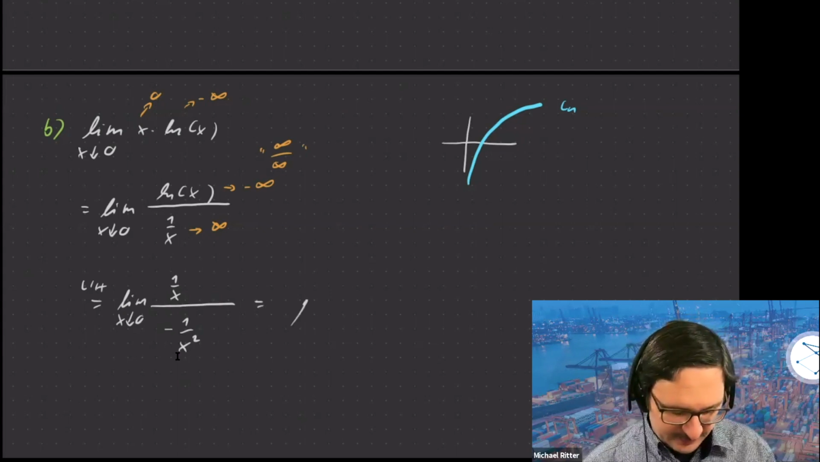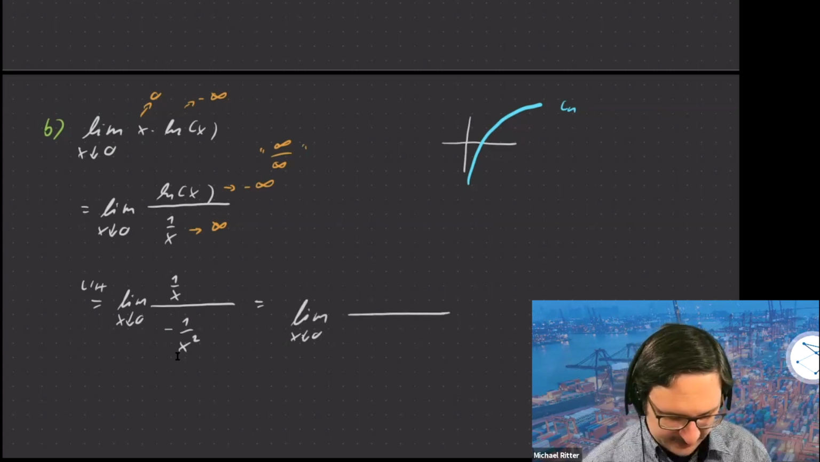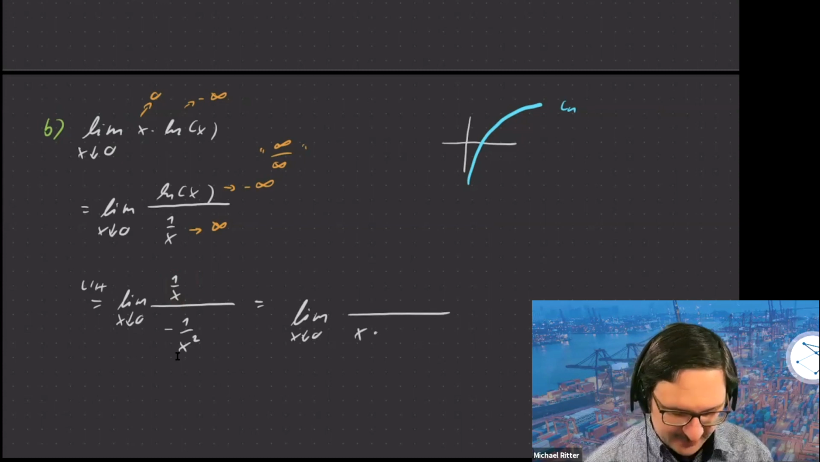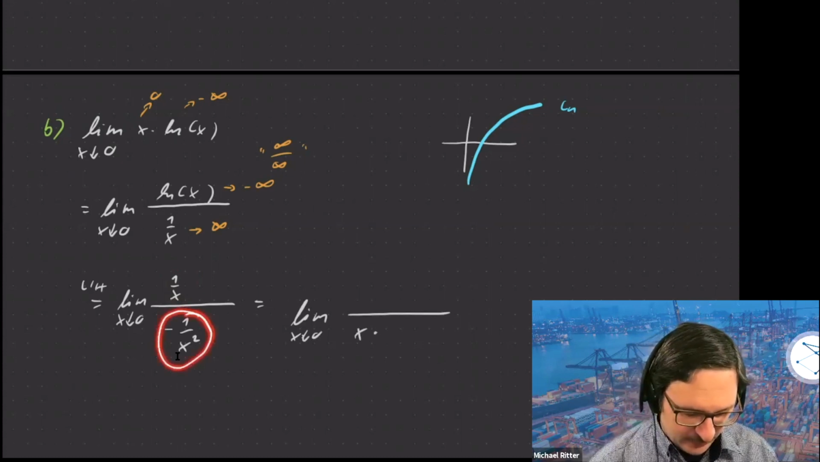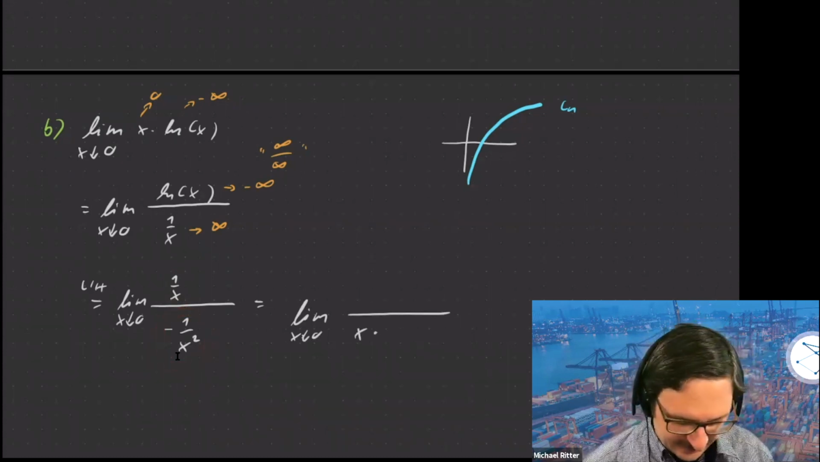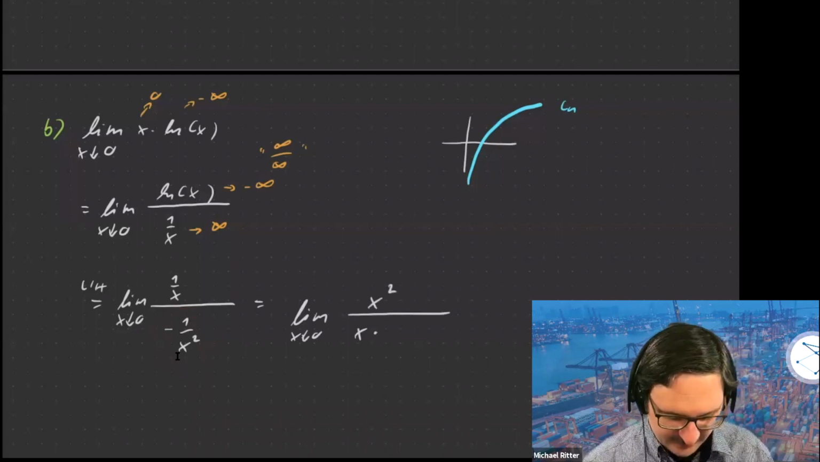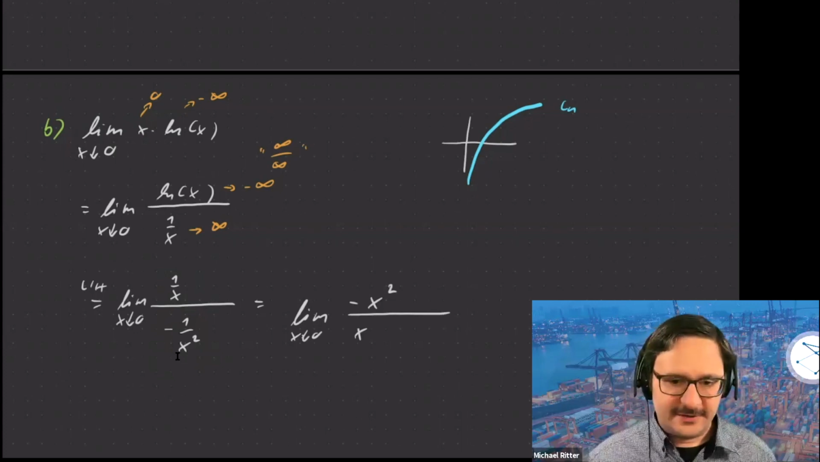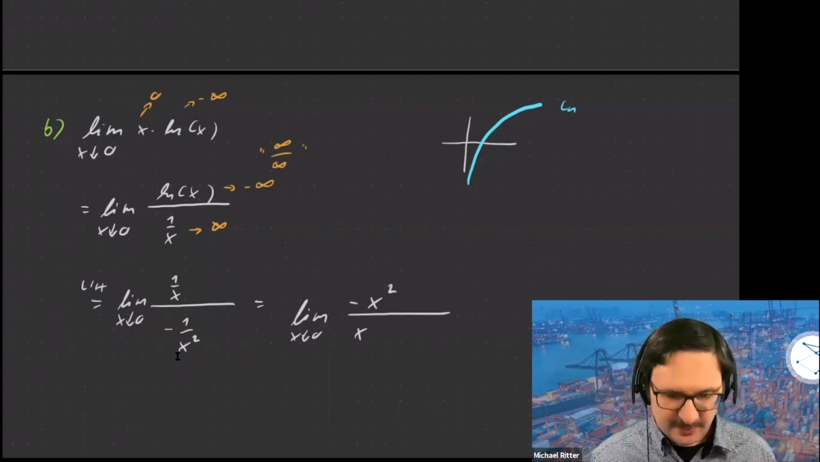So let's simplify this a little to get the result. That means this 1 over x, that is 1x in the denominator. And here we have 1 over x squared, so that's in effect an x squared here in the numerator. And we also have a minus sign here. So that's minus x squared divided by x.